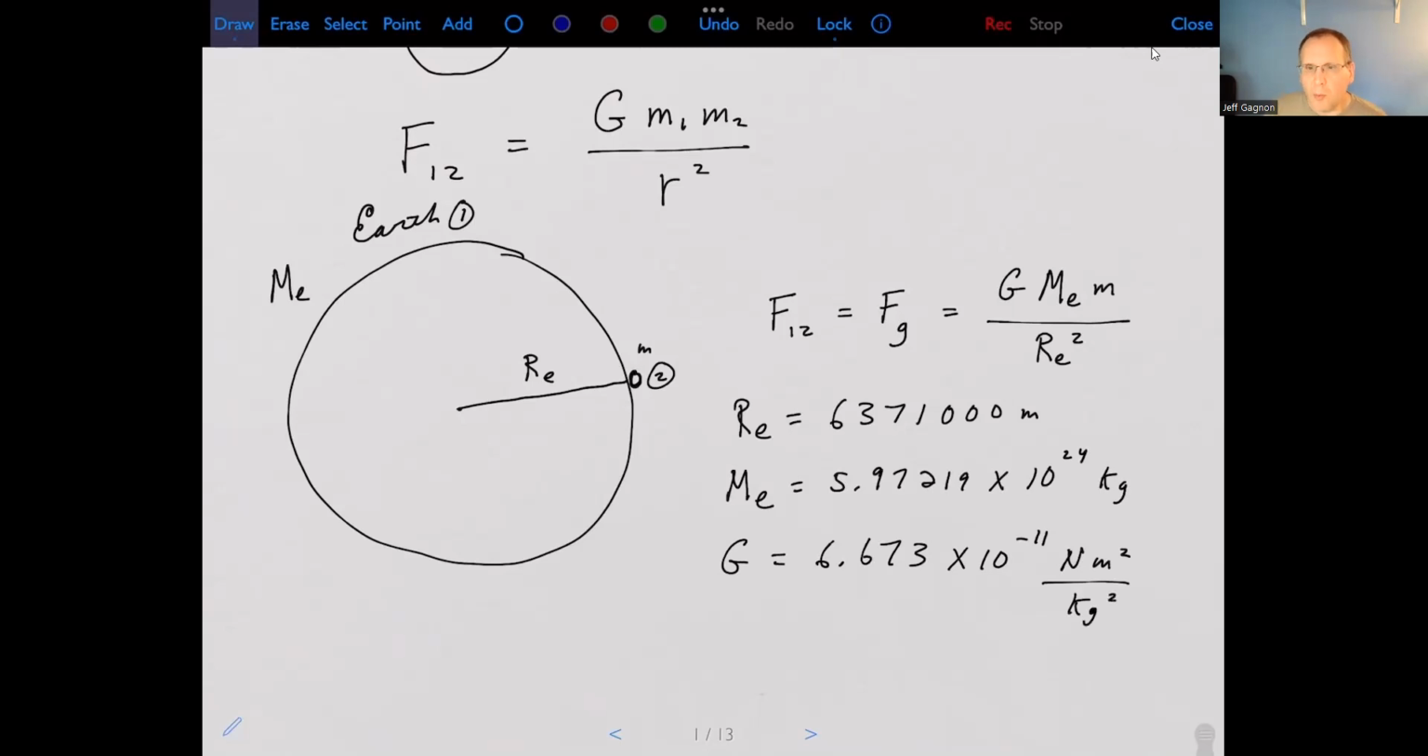Okay, now what we want to compute, and we'll see why in a second, is just this set of variables right here. We're going to leave the mass of the object, the little m, out of it for now. So if I compute what that value is.